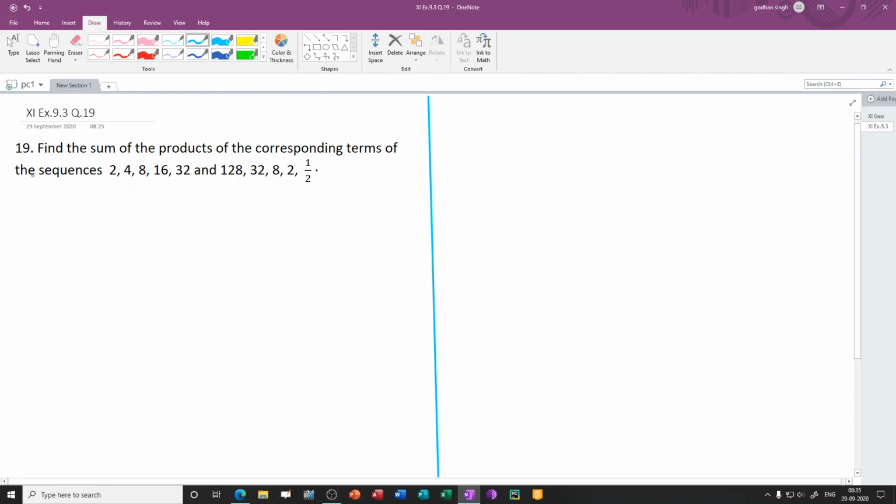Question number 19. Find the sum of the products of the corresponding terms of the sequences 2, 4, 8, 16, 32 and 128, 32, 8, 2, 1 by 2. So solving the 19th one. Now in this one, what we'll do is we have to multiply 2 and 128, then the second term of the first sequence and the second term of the second sequence, the third term of the first sequence and the third term of the second sequence, and in the same way the fourth and fifth also have to be multiplied with the fourth and fifth of the second sequence. And it says, find the sum of the products, so we have to find its sum. So let us do this one.